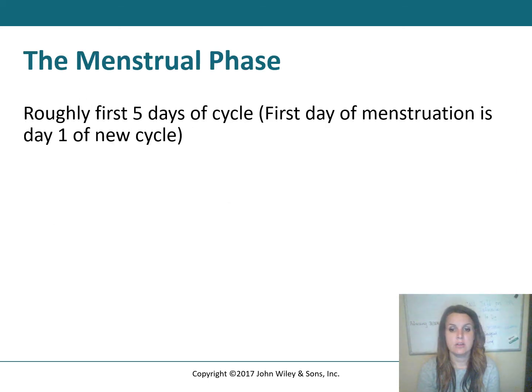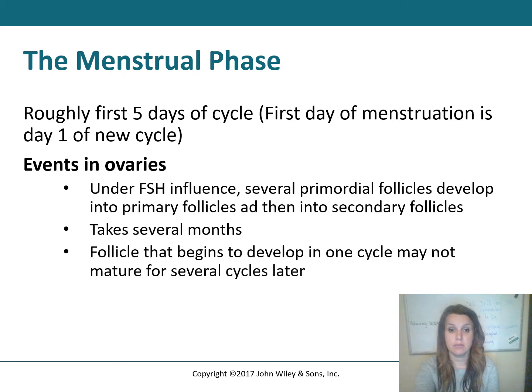Okay, let's go back and look at what happens during each phase of the menstrual cycle. So the menstrual phase is roughly the first 5 days of the cycle, meaning that the first day of menstruation is day 1 of a new menstrual cycle. So in the ovaries, you have several primordial follicles that begin to develop into primary follicles and then into secondary follicles. And this is caused by FSH. Now this process could actually take several months. So that means that the follicle that begins to develop in one cycle might actually not mature for several cycles later.